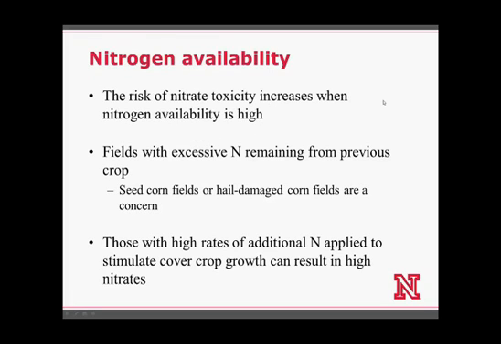Nitrogen availability is a key factor in the level of nitrates in your forage. The risk of nitrate toxicity increases when nitrogen availability to those plants is high. So fields with excessive nitrogen remaining from the previous crop are at great risk. Seed corn fields or hail-damaged corn fields are of concern. Also, cover crops that have had high rates of additional nitrogen applied to stimulate their forage growth can result in high nitrates.